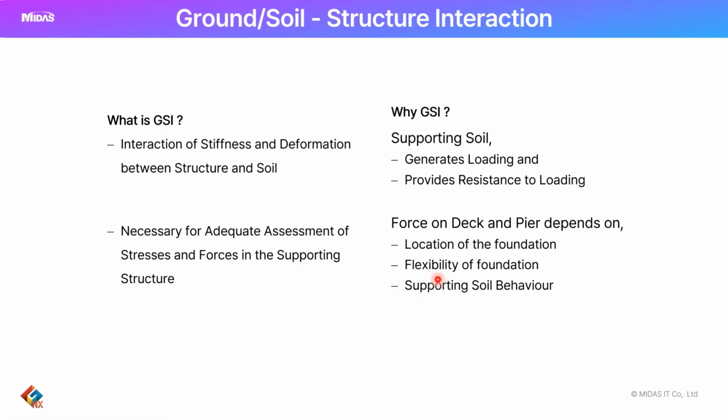The first part, what is ground structure interaction? It's an interaction of stiffness and deformation between the structure and the ground, whether soil or rock. It is necessary for adequate assessment of stresses and forces in the supporting structure. And why is it needed? Whatever changes in the stiffness happen in the soil or rock will affect the forces in the superstructure, the forces in the entire foundation, and the forces in the deck. So the entire structure behavior will change if the stiffness of the soil is changing. That's why it is very much needed.